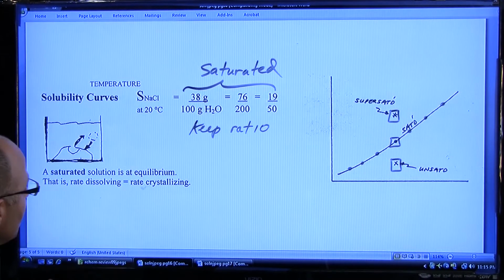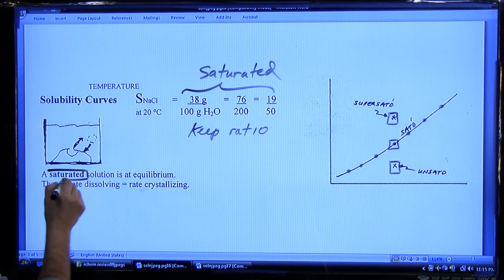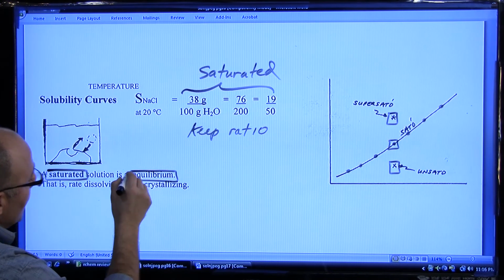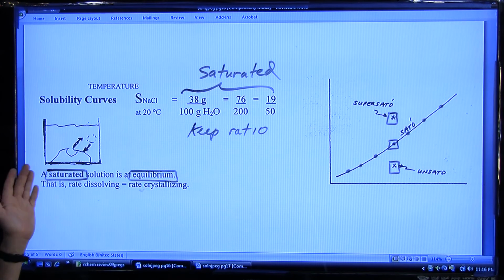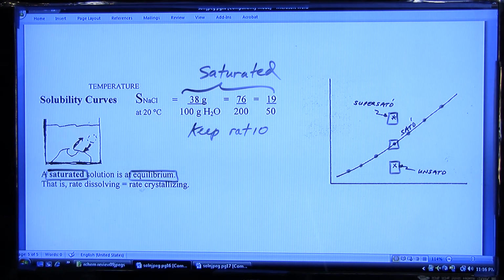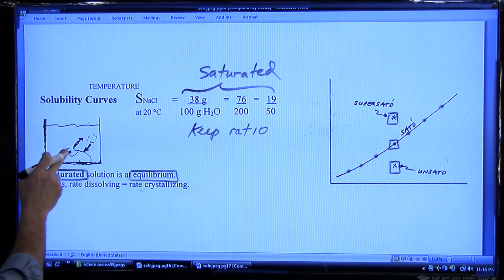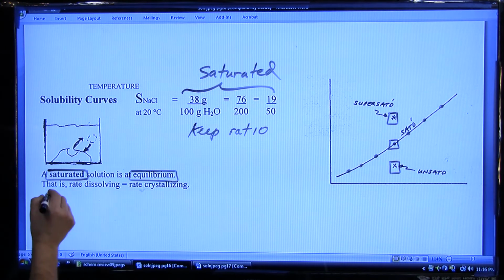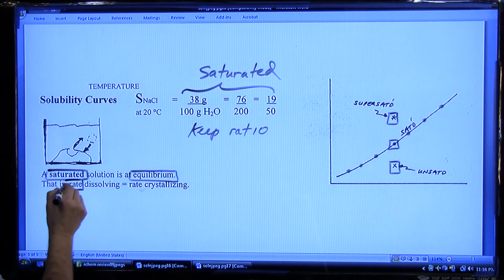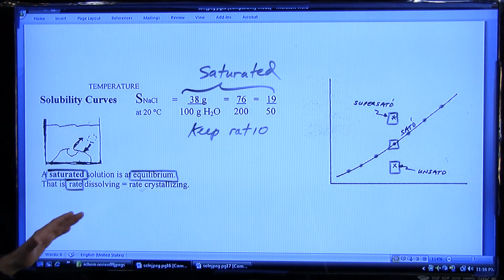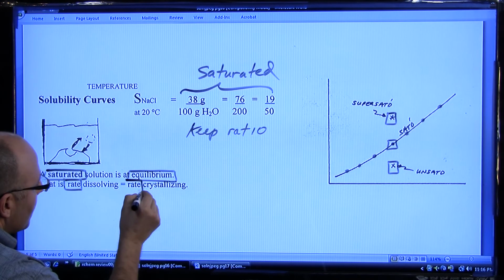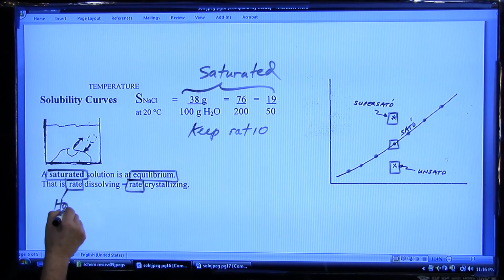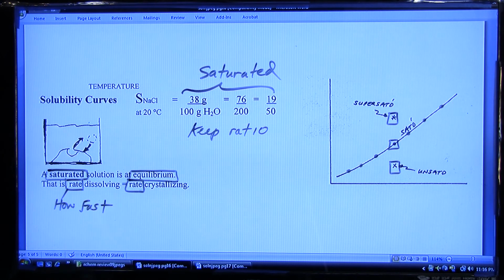All right, so a saturated solution is a solution that has reached its limit. The reason why the solution reaches a limit is because a saturated solution is at equilibrium. And what that means is that if you look at that solid that's at the bottom of the beaker, although it appears that it's not dissolving at all, that's not true. What's actually happening is, for every little amount of solute that dissolves, an equal amount comes out of solution, and that's why you see no change. So a saturated solution, again, is a solution at equilibrium because the rate of dissolving is equal to the rate of crystallizing. Remember, rate is how fast, not how much.